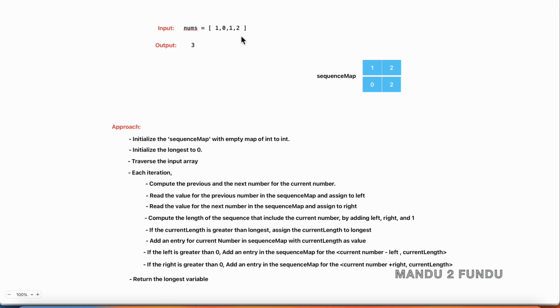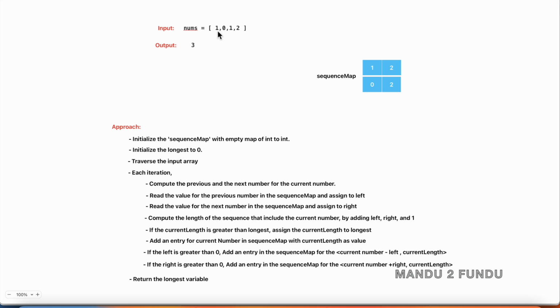For example, in this case, when we start processing, the first element is 1. We compute the previous consecutive number and the next consecutive number based on the current number's value. So for this, the previous number is 0, the next number is 2. And we check whether there is an entry for those two numbers in the map. If there is an entry, then we add those values plus 1 for the current number being included in the sequence. If there is no entry for those numbers in the map, then we will have 0 value. So the current sequence length will be 1 the very first time.